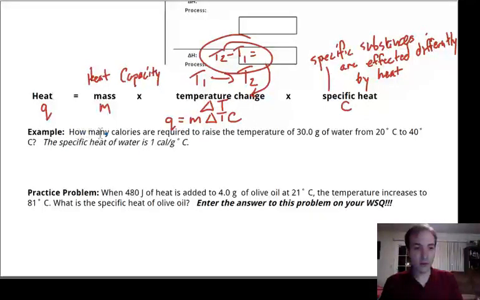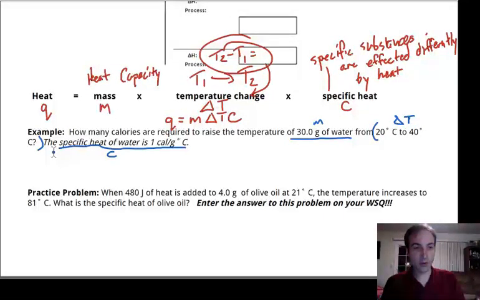So as I read through, it says how many calories are required to raise the temperature of 30 grams of water. First of all, I recognize this as a mass. Okay, 30 grams of water, that's my mass. And then it says from 20 Celsius to 40 Celsius. Okay, that is my delta T. And then it says the specific heat of water is 1 calorie per gram degree Celsius. So specific heat, that's my C.